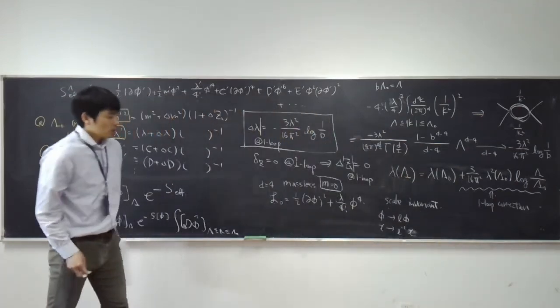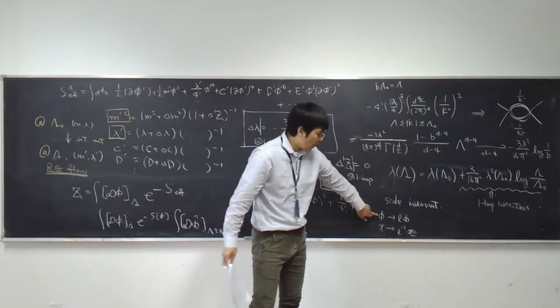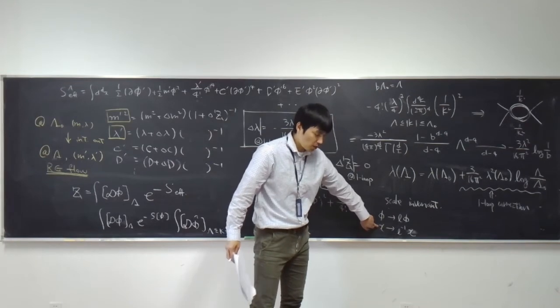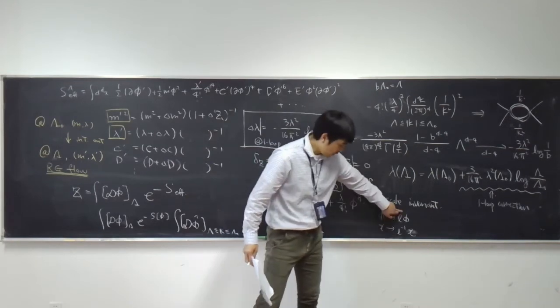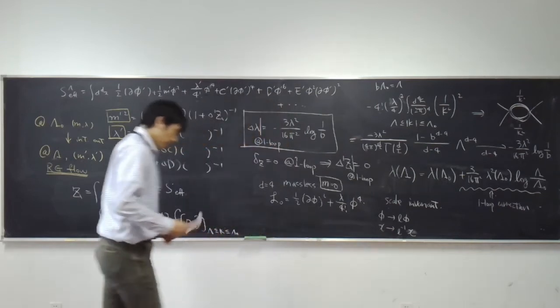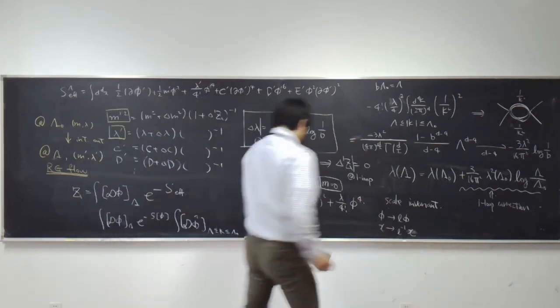Okay. L inverse of x. So phi has mass dimension 1, x has mass dimension minus 1. So therefore the exponent is 1 and minus 1 inverse. So then the action is invariant.